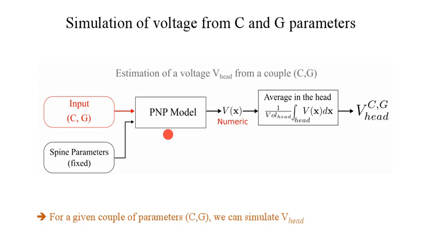Then we use PNP to calculate the voltage numerically, and this will allow us to estimate the voltage in the head. So for a given couple of parameters C and G, we can simulate or we can estimate the voltage here in the head.